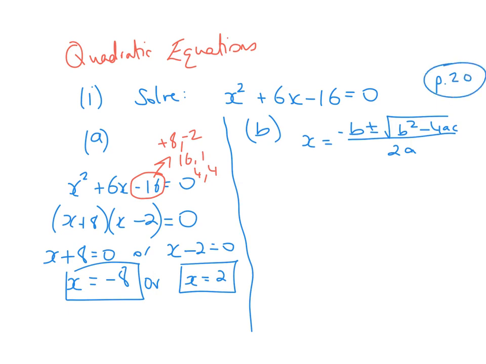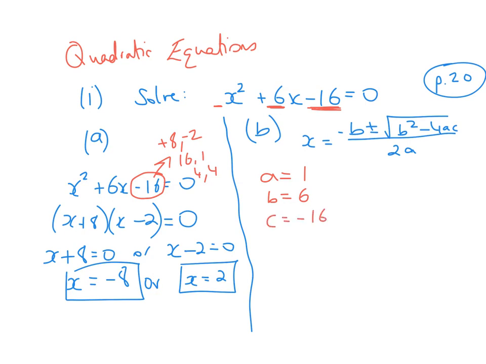You can see there's three letters at play there. There's a, b and c. So a is always the number in front of the x squared. b is always the number in front of the x, including its sign, and the same with obviously the x squared one. And c is always the number by itself. So in this particular question, a is 1, b is plus 6, and c is minus 16.